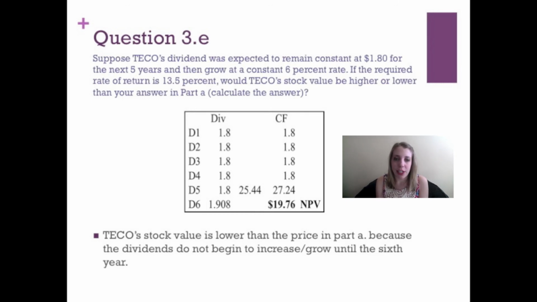So in question 3E, it asks us to find the value of the stock when dividends are constantly $1.80 for 5 years and then start to grow at 6% rate. So to do this, I mapped out the dividends and found the future dividend once it starts growing to find the price and put that in the cash flows column, and then found the net present value of all of the cash flows. And that resulted in a price of $19.76. Note that this value is lower than the price in Part A, and this is because the dividends do not begin to increase until the 6th year. In Part A, they were increasing every year.